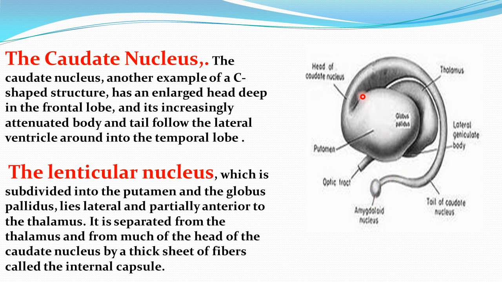The lenticular nucleus, which is subdivided into putamen and globus pallidus, lies lateral and partially anterior to the thalamus. Here is the thalamus. It is separated from the thalamus and from much of the head of the caudate nucleus by a thick sheet of fibers called the internal capsule. As you are all acquainted with, in this gap there are the fibers projected from the cerebral hemisphere, known as the internal capsule.